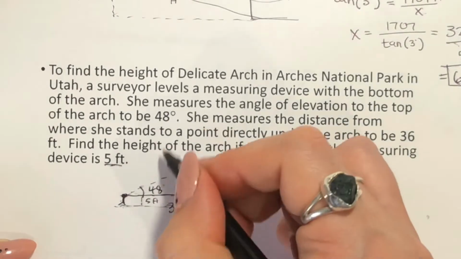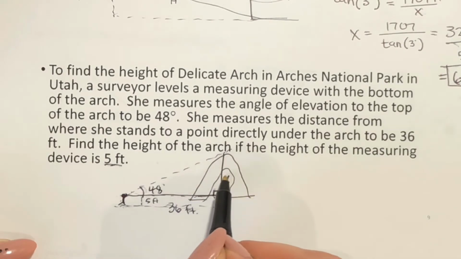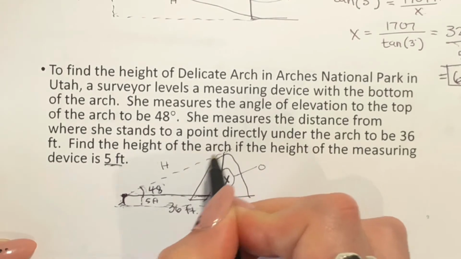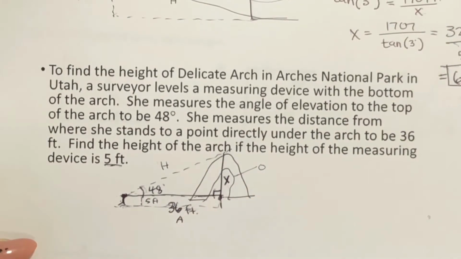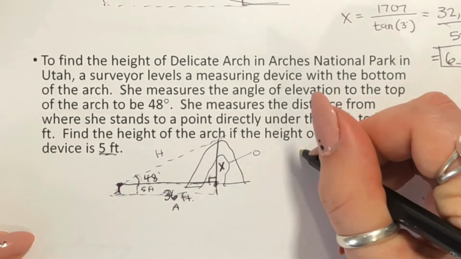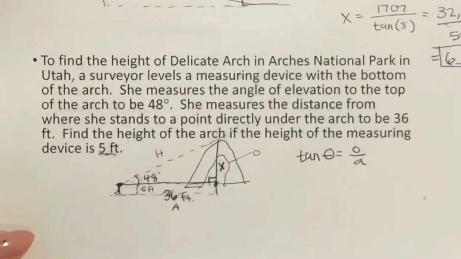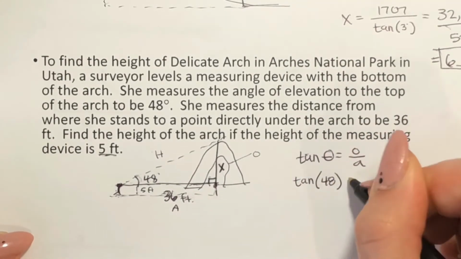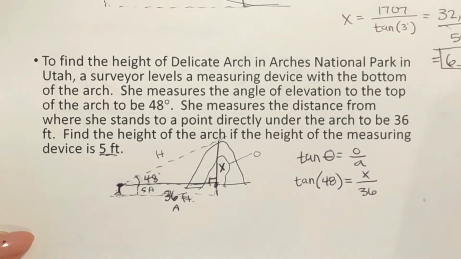So let's set up our sides. If this is our 48-degree angle, we are looking for the opposite side. And then this would be our hypotenuse, the long side. And then this 36 feet is our adjacent side. So it looks like we're using tangent again because we have the opposite side and the adjacent side. So tangent of our angle equals O over A. There's our formula. We're going to plug in the info. We have that 48 degrees. Our opposite side is X, and then our adjacent side is 36.